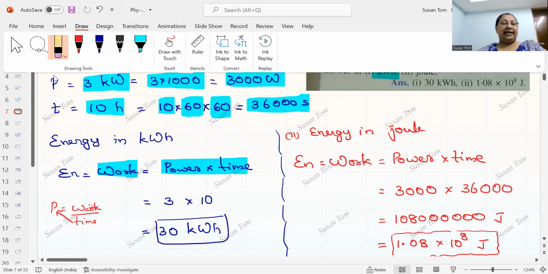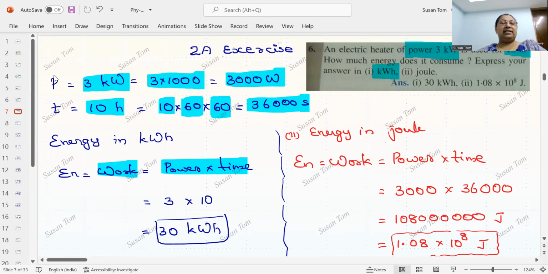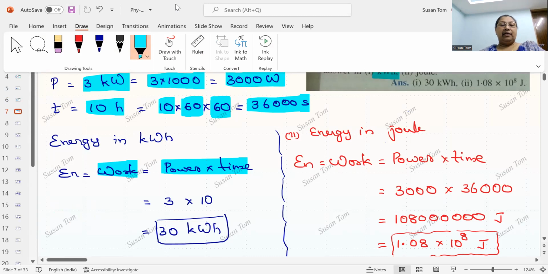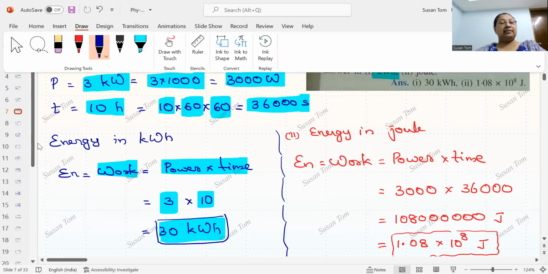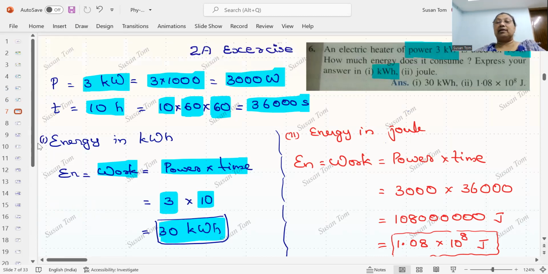Okay. So I've directly written that equation. Energy equal to work equal to power into time I'm taking. So power in kilowatt, and time in hour. On multiplying, you get 30 kilowatt hour. This is the first part. Okay. Answer to the first part. This is energy in kilowatt hour.